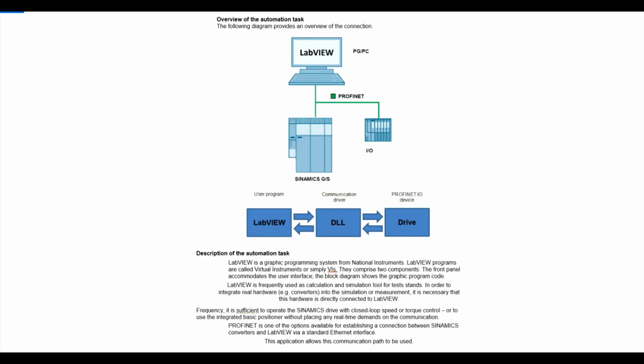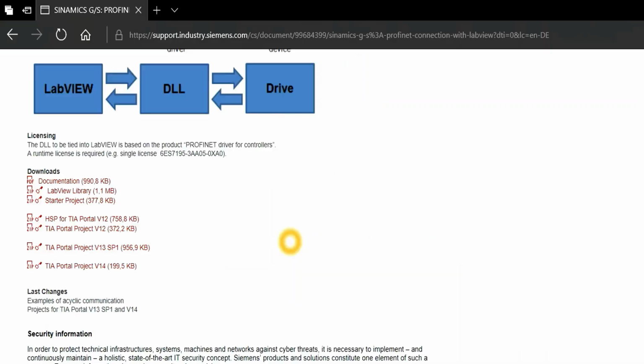PROFINET is one of the options available for establishing a connection between SINAMICS converters and LabVIEW via a standard Ethernet interface. This application allows this communication path to be used. Schematically, the application comprises a DLL, which is integrated in LabVIEW and which is executed there. This provides functions for communication with PROFINET input and output devices directly from LabVIEW.